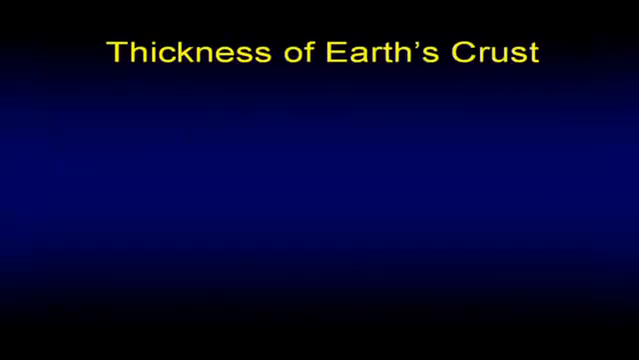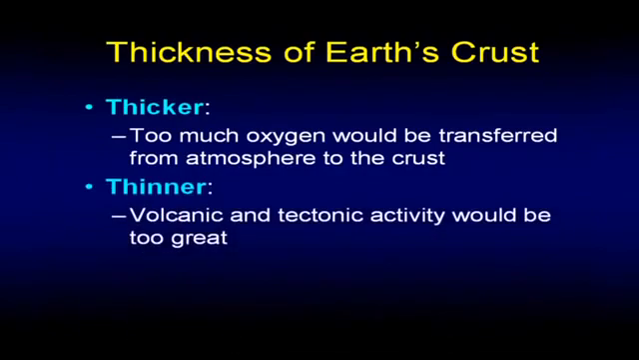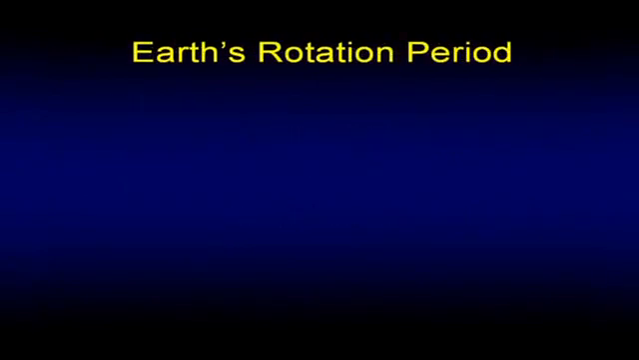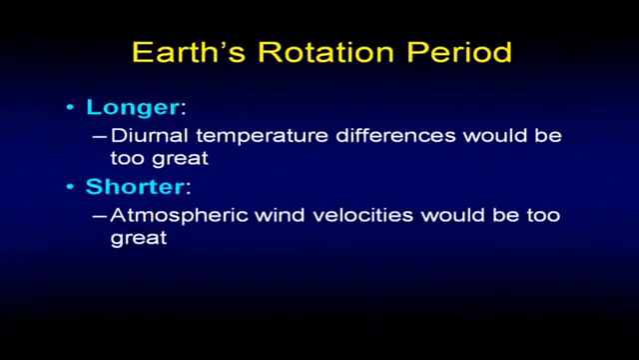The thickness of the Earth's crust has been studied. If it was thicker, too much oxygen would be transferred from the atmosphere to the crust. If it was thinner, volcanic and tectonic activity would be too great. So even the thickness of the crust. The Earth's rotational period. If it took longer to make a day, the diurnal temperature differences would be too great on the planet Earth. If the days were shorter, atmospheric wind velocities would be too great. All this has been analyzed. They discover as they play with these things that they're where they need to be.